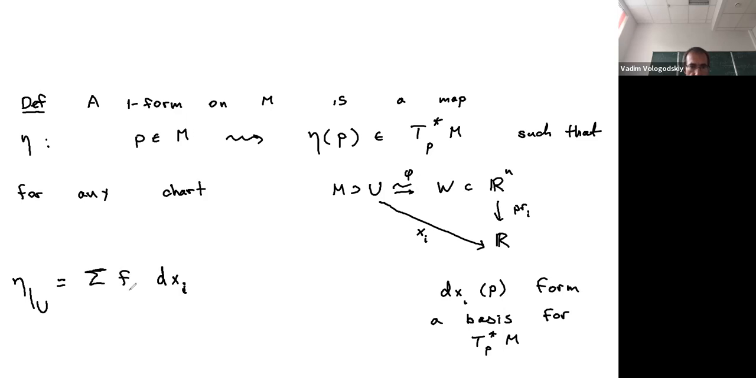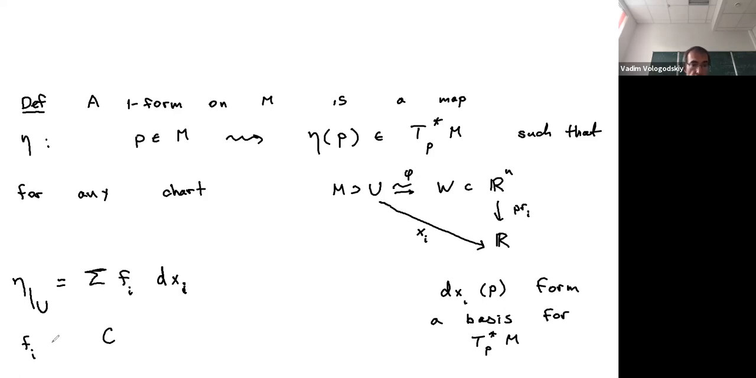I will put Fi dxi, where Fi is a function defined on U. So in principle, whenever I have any map like this, any map eta, its restriction to U can be formally written as a combination of dxi with coefficients that are some functions on U. If you don't impose any conditions on eta, these will be just arbitrary functions. Any map like this can be uniquely written in this way.